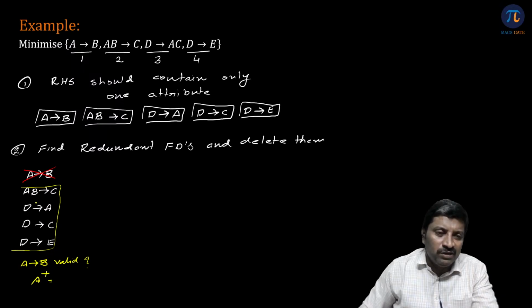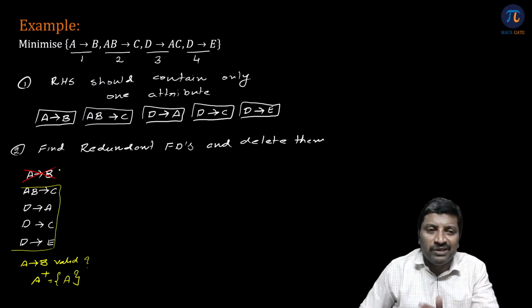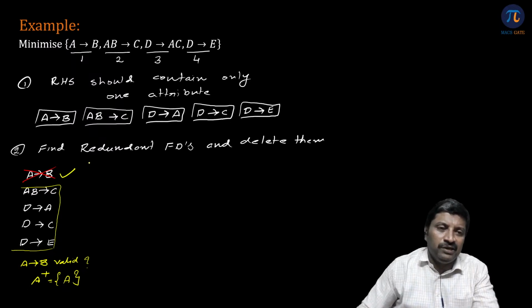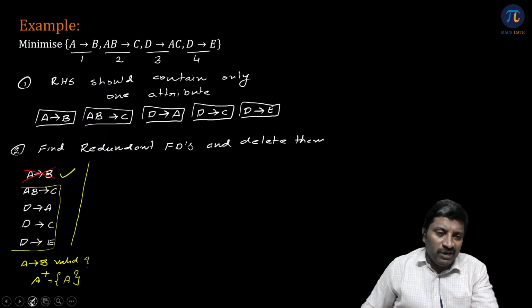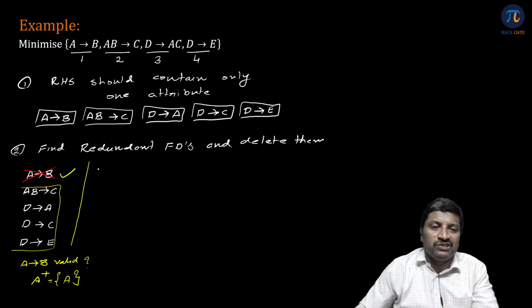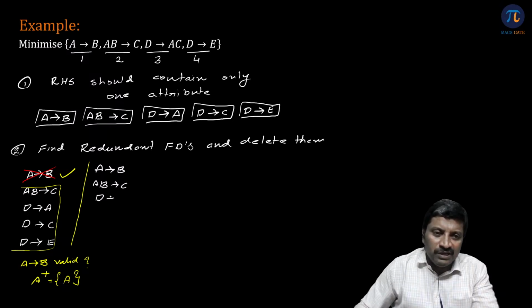What is A closure? I need to use only these, sir. Please verify it. With A closure, I can get only A. Anything possible, sir? Nothing. So that means I cannot get A implies B. So by using these 4, it is not possible to get AB. So that means it is mandatory. It is not redundant. So A implies B is mandatory in our answer. So let us have A implies B. Then let us try AB implies C, D implies A, D implies C, D implies E.